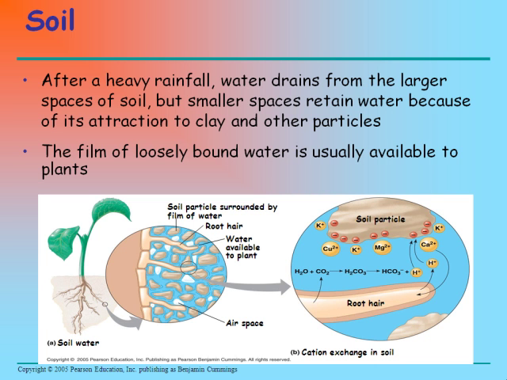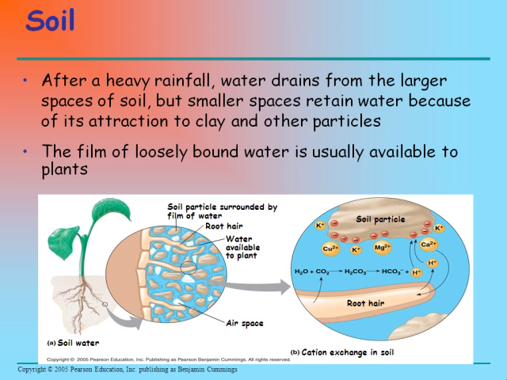After a heavy rainfall, water drains from larger spaces in the soil, but smaller spaces retain water because of its attraction to clay. Okay, because water is a polar molecule. And here's the soil particle that is negative. The film of loosely bound water is usually available to plants. Here are soil particles surrounded by a film of water, root hair, water available to the plant.